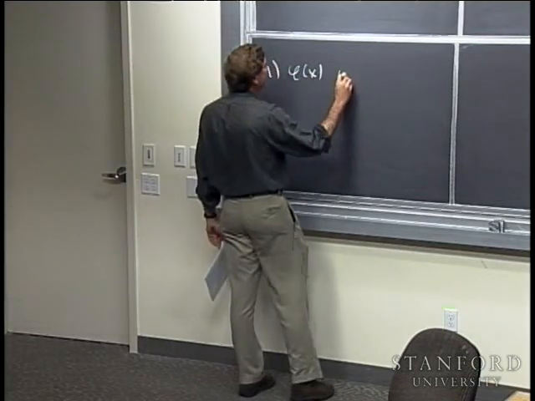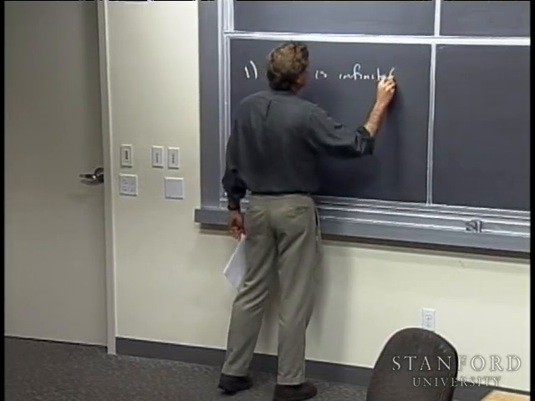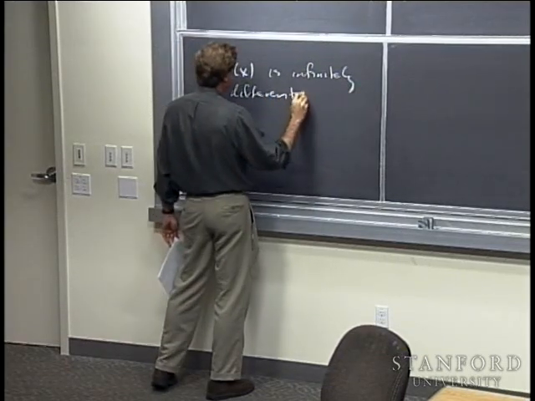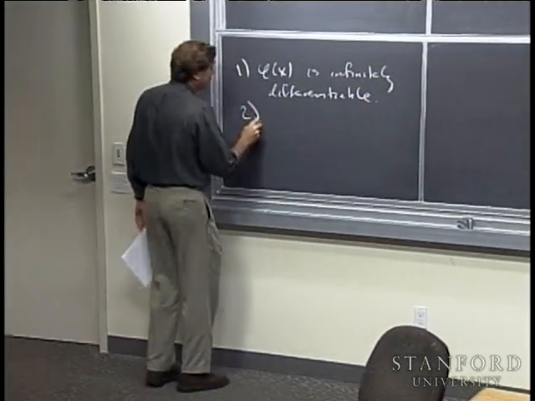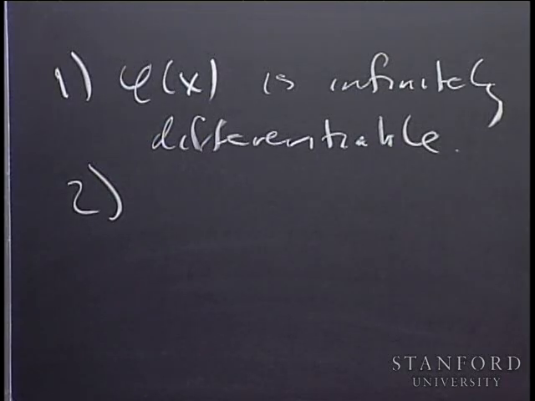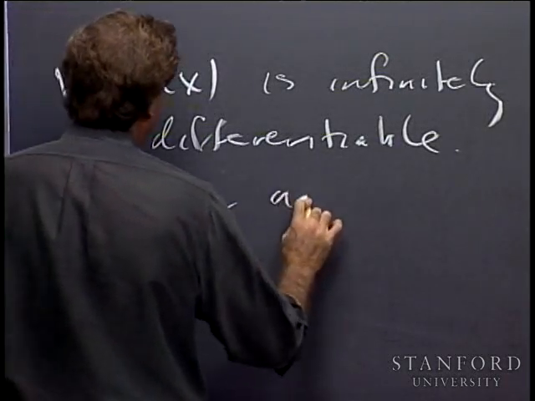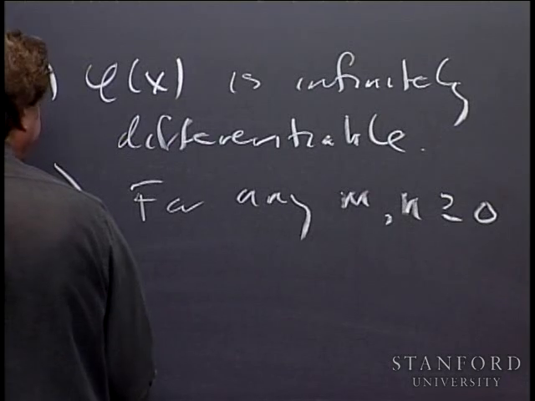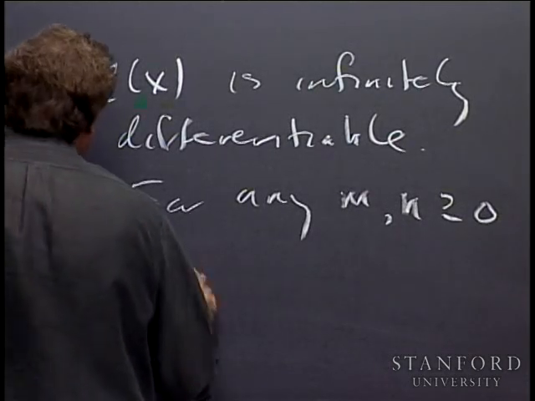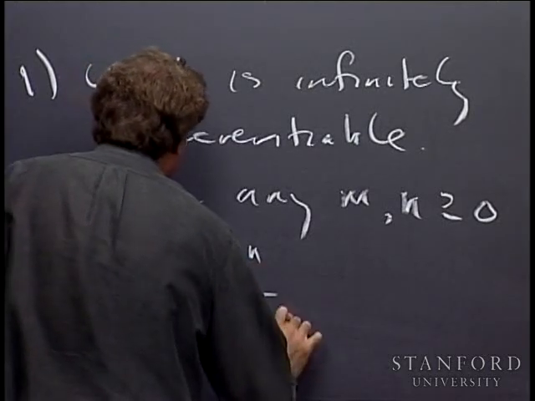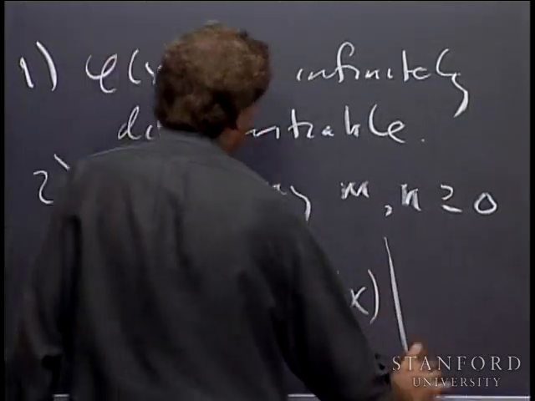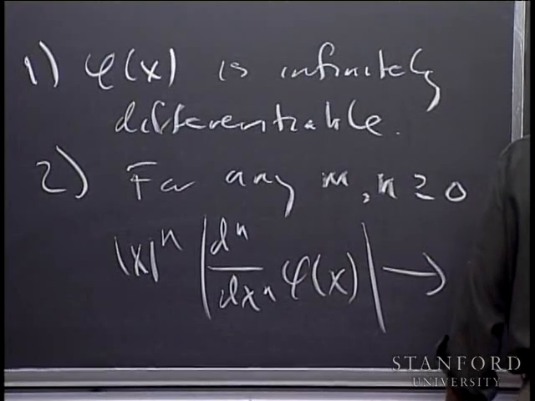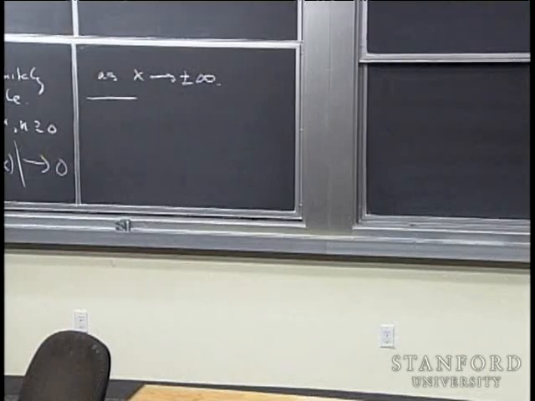Phi of x is infinitely differentiable, so as smooth as you could want. It has as many derivatives as you can want and more. And secondly, as I said, any derivative decreases faster than any power of x. So let me write that down and then say another word about it. For any m and n greater than or equal to 0, the absolute value of x to the n times the nth derivative d^n/dx^n of phi of x also tends to 0 as x tends to plus or minus infinity. Those two properties.